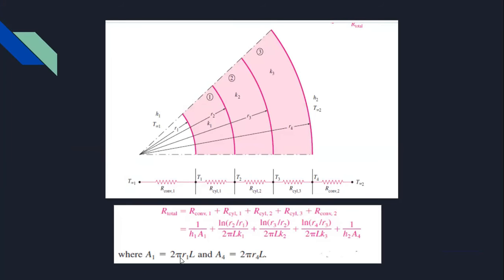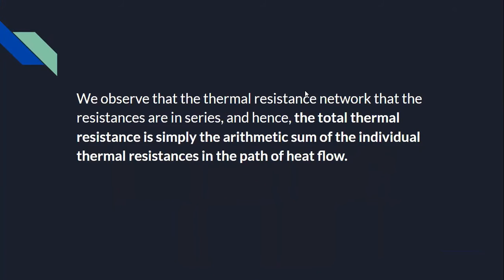And A1 is equal to 2 pi R1 L, while A4 is equal to 2 pi R4 L. That is the outermost surface where the convective heat transfer takes place. So, to summarize, the thermal resistance network is in series, and hence the total thermal resistance is simply the arithmetic sum of the individual thermal resistances that occur in the path of heat flow.